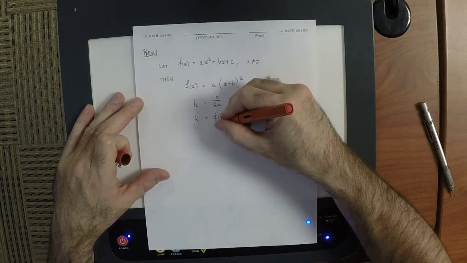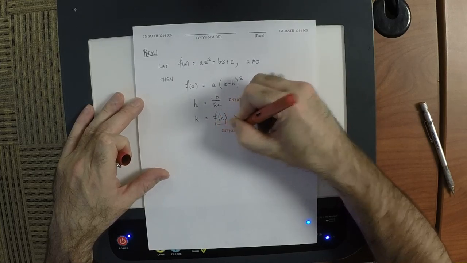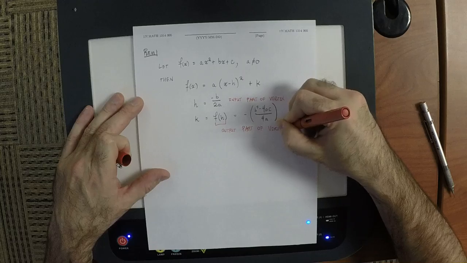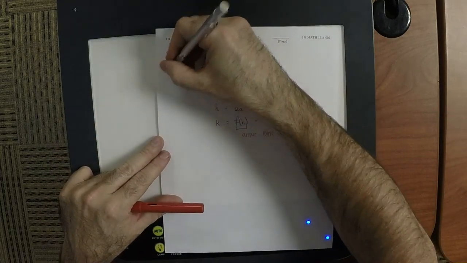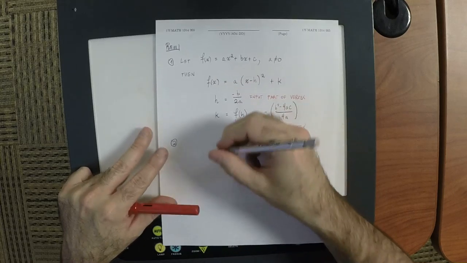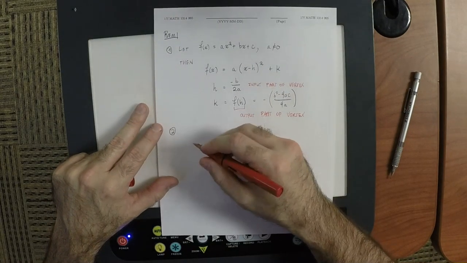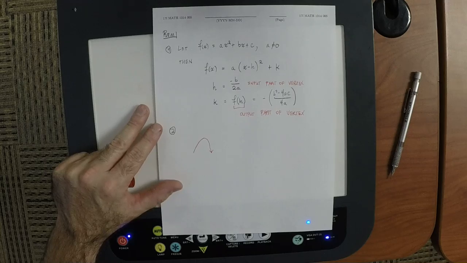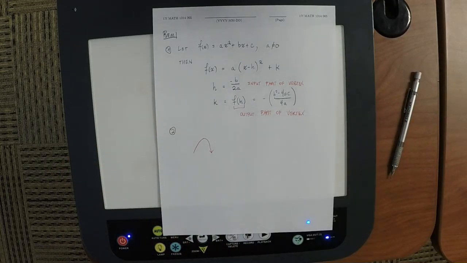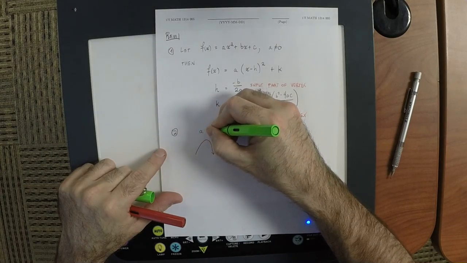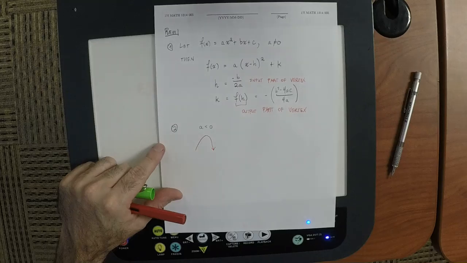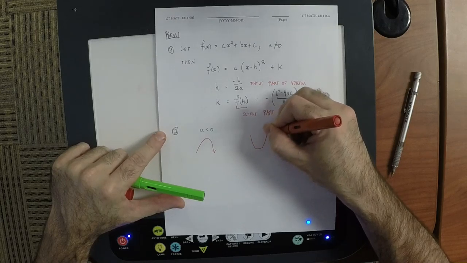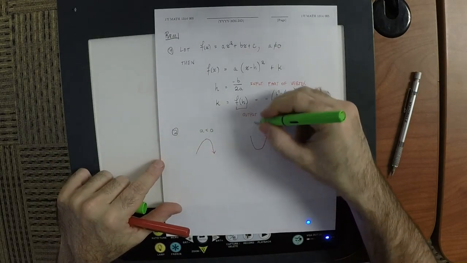So this is the output part of the vertex. And furthermore, so this was one of the first things we said, and then another thing that we said is that what must be true of parabolas that open down? What's negative? No, the A. A is negative. See, it even looks like a frowny face. To me, anyway. And then this case is, of course, the other one, when A is positive.